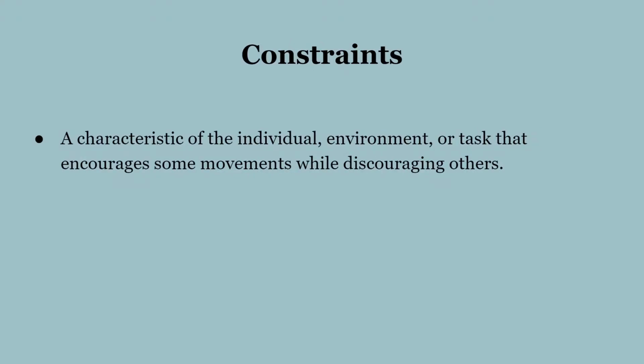Our next slide is constraints. I know it's not on the slide, but a constraint is some sort of limitation or restriction. In this case, the characteristics of the individual, environment, or task that encourage some movements while discouraging others. So we have different types of constraints, such as individual, environmental, or task constraints, that allow a person to move in certain ways, but also discourage and prevent certain movements from happening. Throughout the rest of the chapter, we will see terms and definitions of each of the different types of constraints, such as individual, environmental, and task constraints.